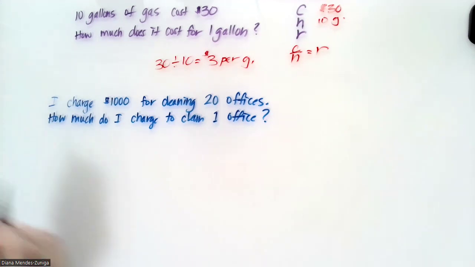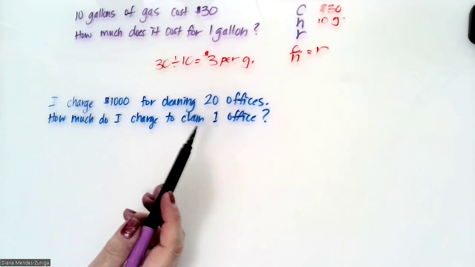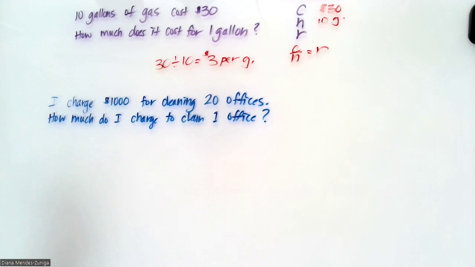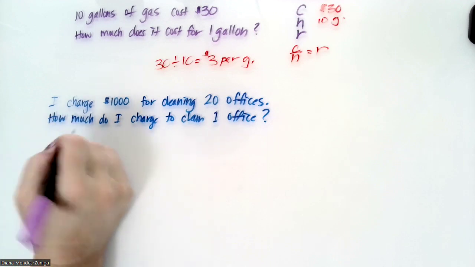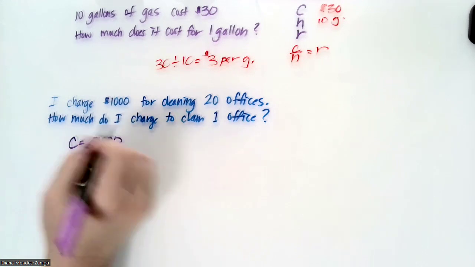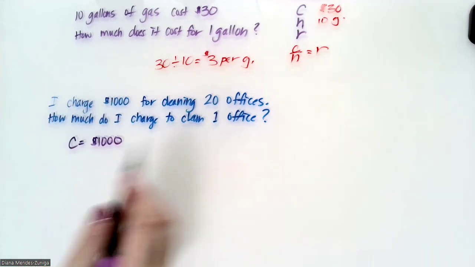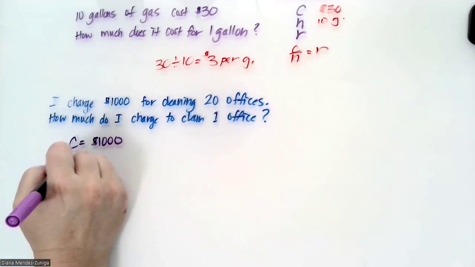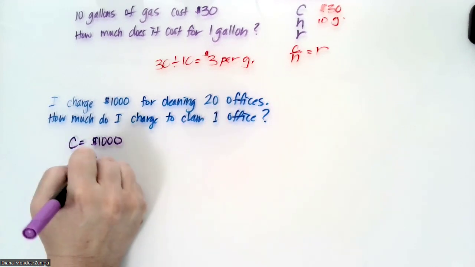Okay, let's look at the next one. I charge $1,000 for cleaning 20 offices. How much do I charge to clean one office? Again, we have our C, which is the total cost, and that is $1,000. That was what I charged total. And we also have the number of units, which is how many offices it's for, and that's 20 offices.